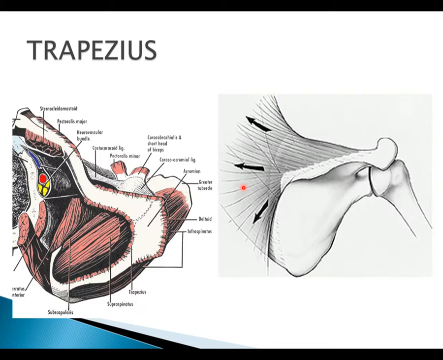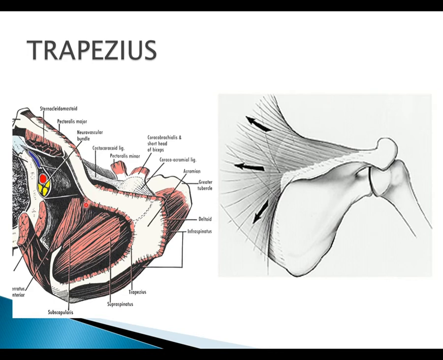Here's a different picture. I really like this picture here. What we're looking at is a right shoulder. We're looking down at it. So the head's right here. This will be the top of the head. This is the top of the shoulder. So we have the clavicle, the acromion, and the spine of the scapula. So we're looking down from the top.